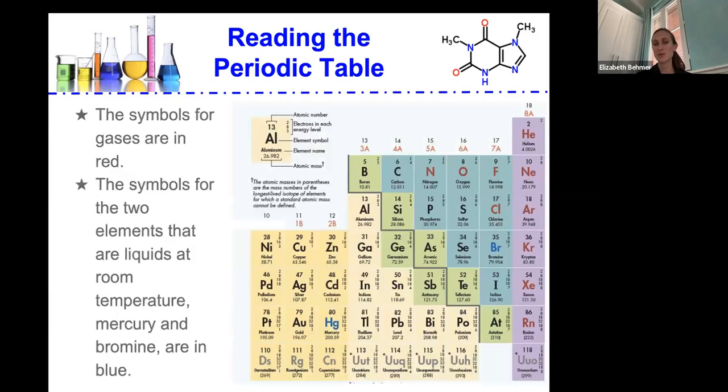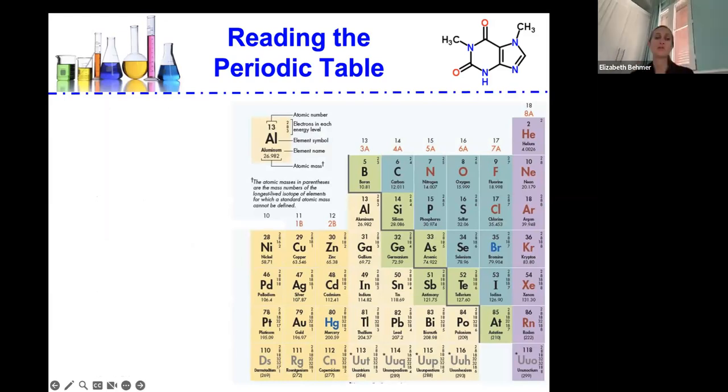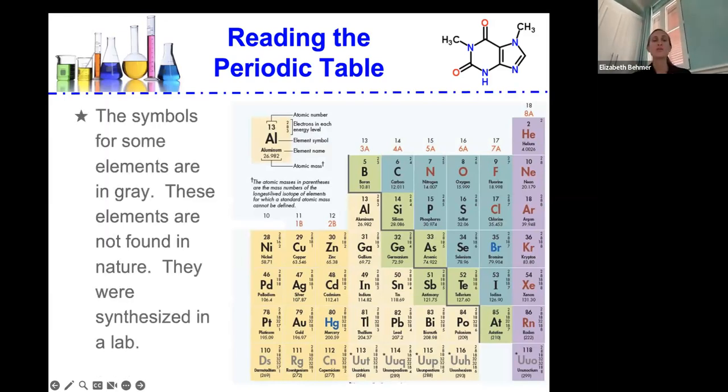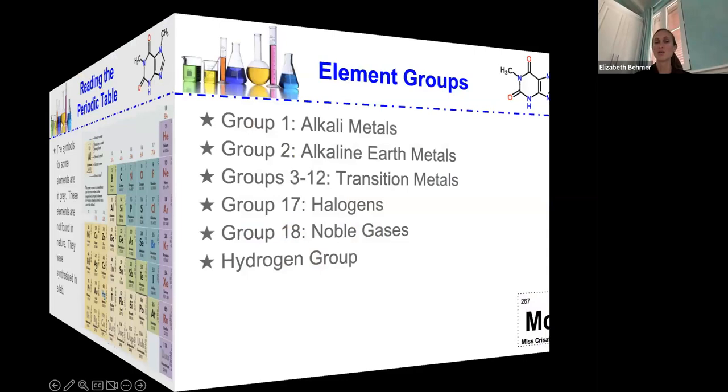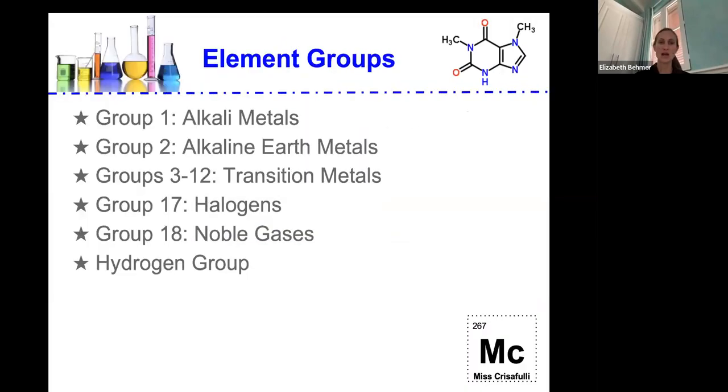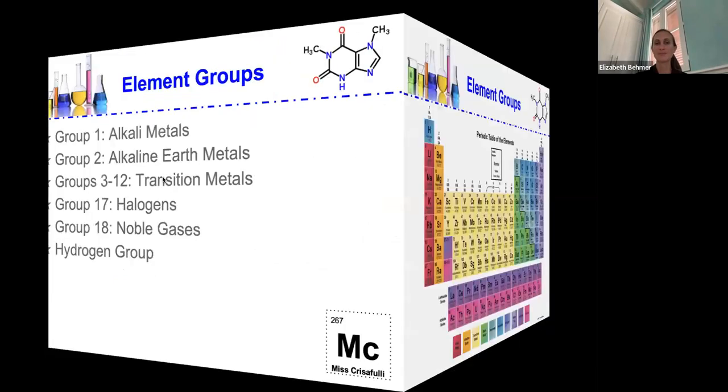So remember, periods are rows and groups are columns. Group 1 are the alkali metals. Group 2 are the alkaline earth metals. Groups 3 to 12 are transition metals. Group 17 are the halogens. Group 18 are the noble gases. And then we have the individual hydrogen group. So again, groups are these columns, and the periods are the rows.